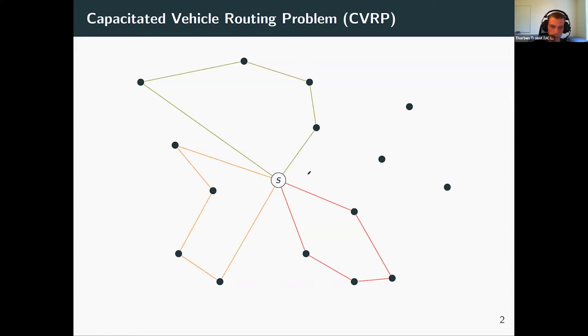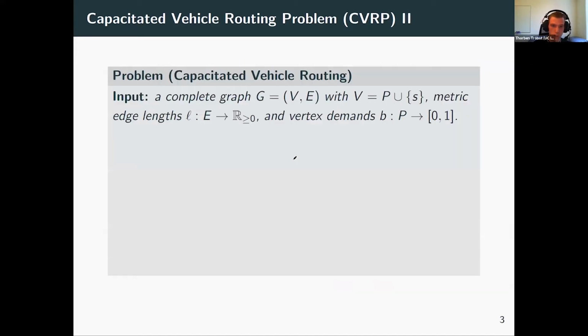So the goal is to compute a collection of tours that cover every single point, such that the total distance is minimized and the capacity constraints are satisfied. To make this more formal, the input to this problem is a complete graph. This graph has a special vertex S and metric edge lengths. And it has vertex demands. We normalize the demands to be between 0 and 1, so they are rational numbers between 0 and 1.